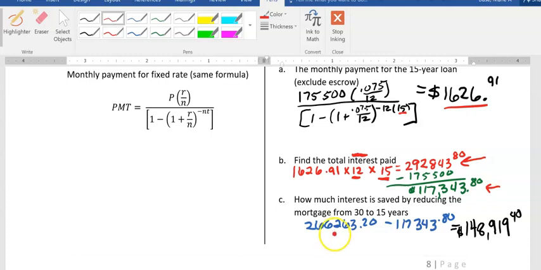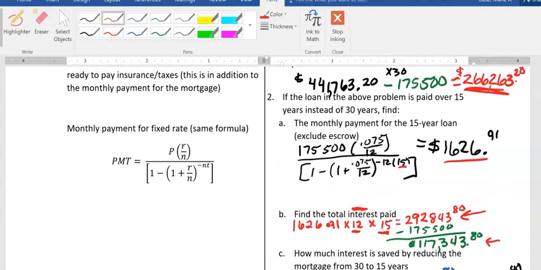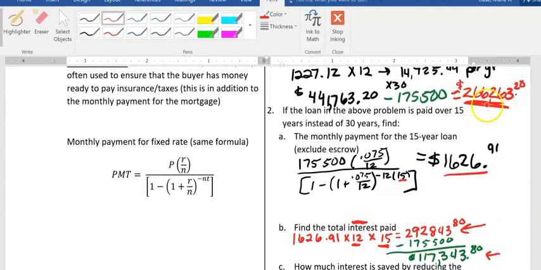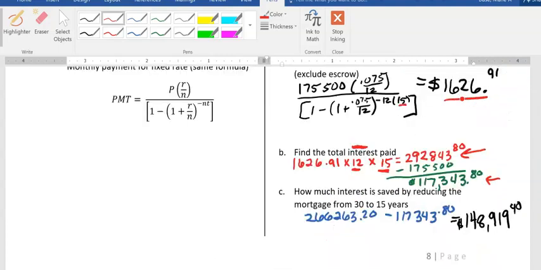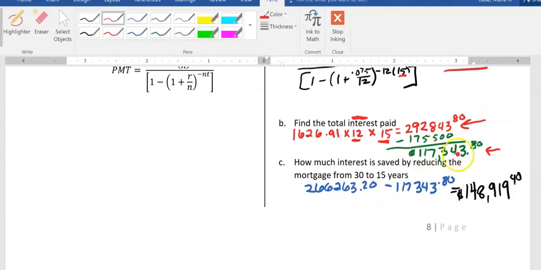And then question C, how much interest do you save by reducing the mortgage from 30 to 15 years? So I take my interest that I paid above in the very first version of the question, that $266,000, subtract the interest in the second version, and I get a difference of $148,919.40. Okay, so that is the difference in the amount of interest that I saved if I went from a 30-year loan to a 15-year loan and changed nothing else about the parameters of the finance.